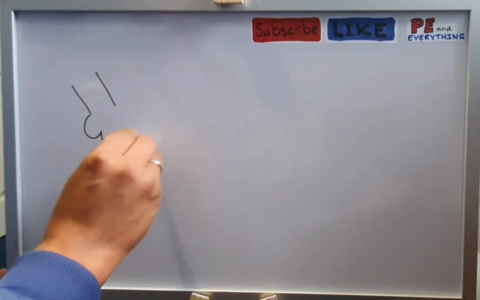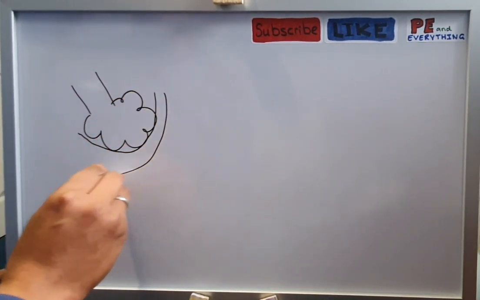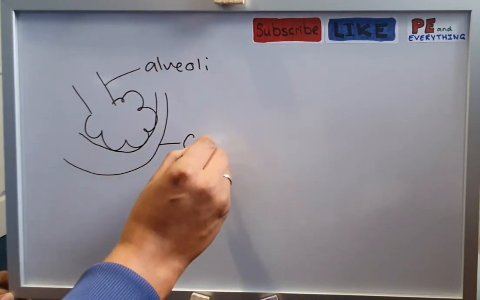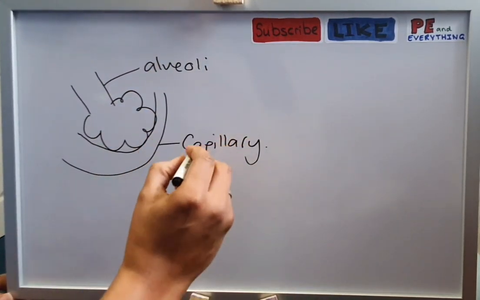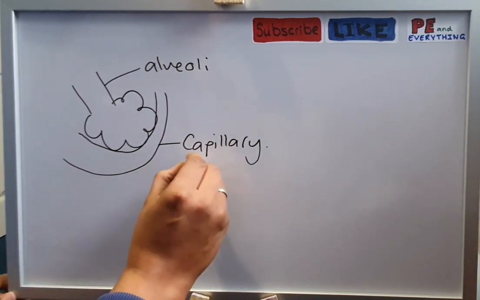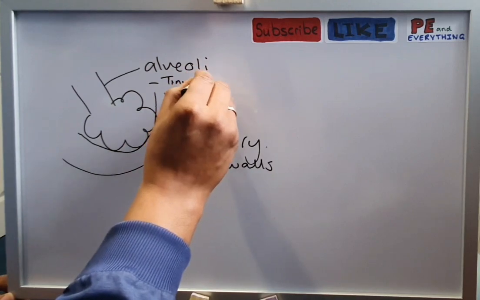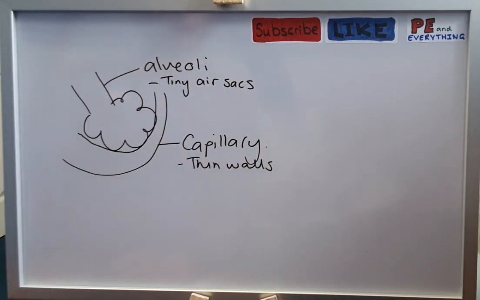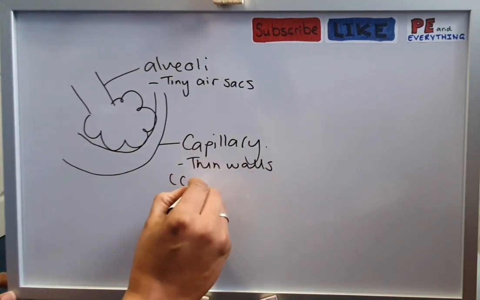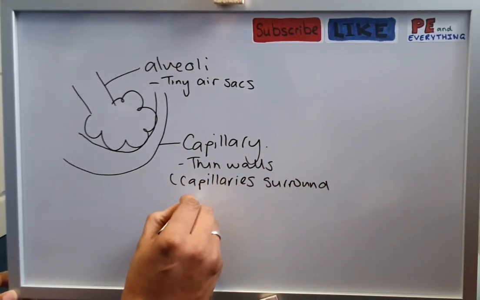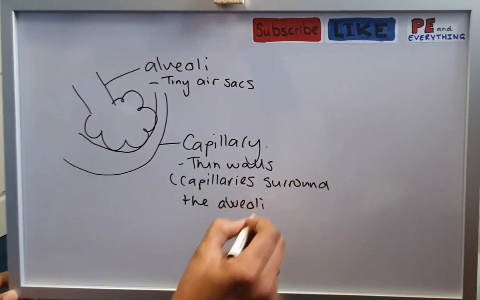Okay, let's draw a bigger picture of an alveoli. So this is the alveoli air sac, and this is the capillary. Remember, you have loads of capillaries surrounding the alveoli, not just one. But this is just an illustration. So thin walls of the capillary and tiny air sacs for the alveoli. But just remember that capillaries surround the alveoli.